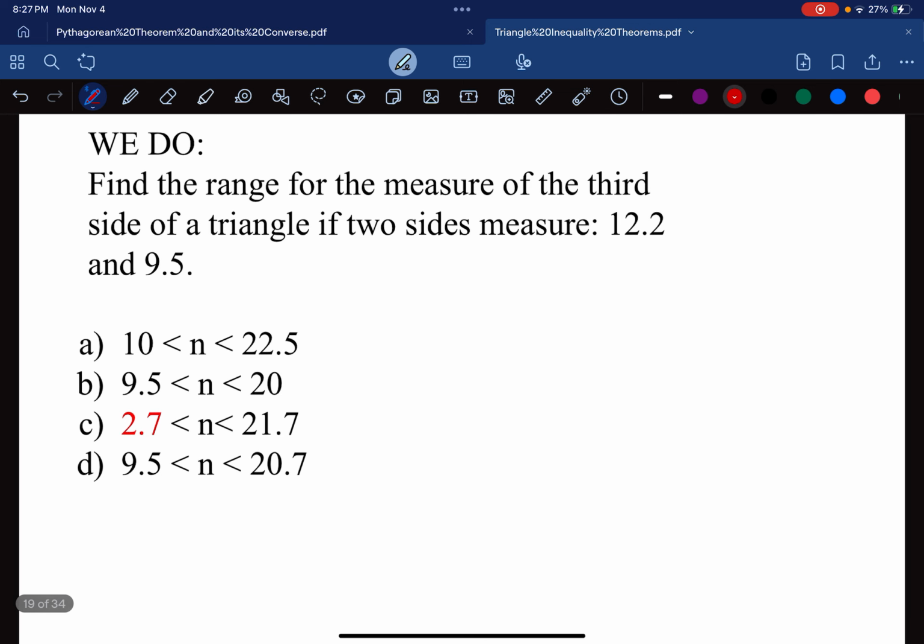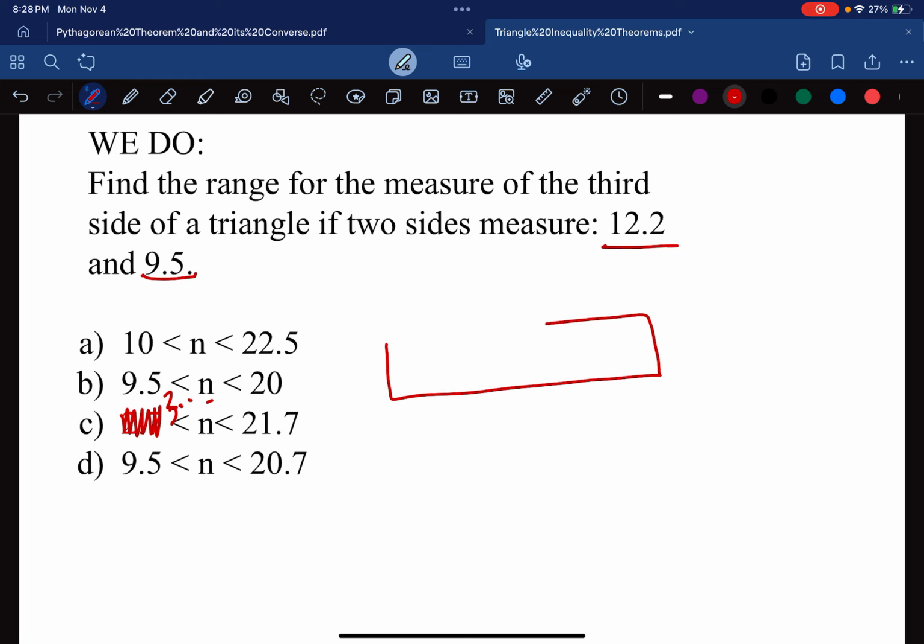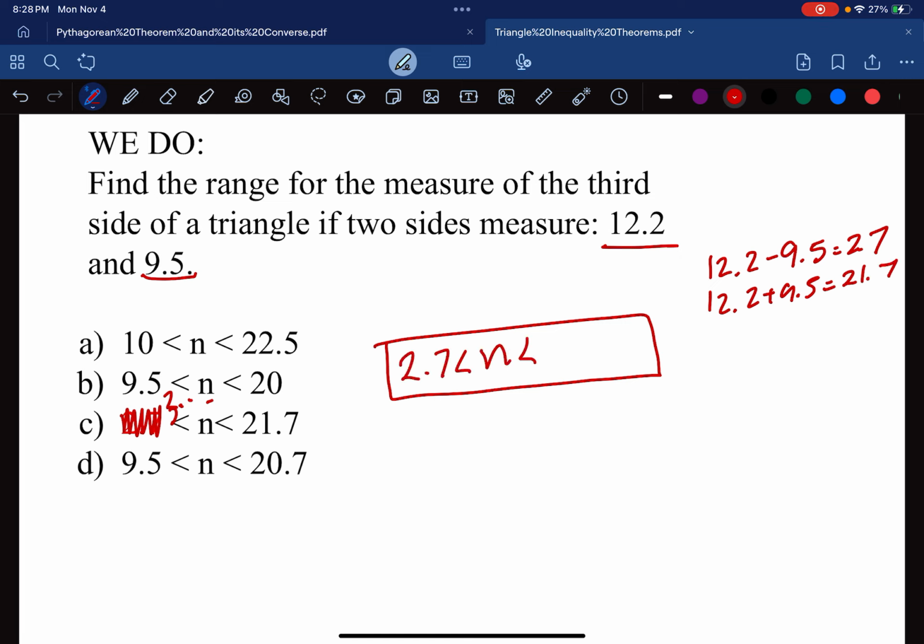Same thing here. We're looking for 12.2 and 9.5. Now, there was a mistake on yours. This ends up being 3 point something. So I just want you to box your final answer. So I know that 12.2 minus 9.5 is 2.7. And 12.2 plus 9.5 is 21.7. So I know it's going to be 2.7 less than n less than 21.7. So you don't have to worry about these because they weren't copied down correctly. But this would be your final answer.